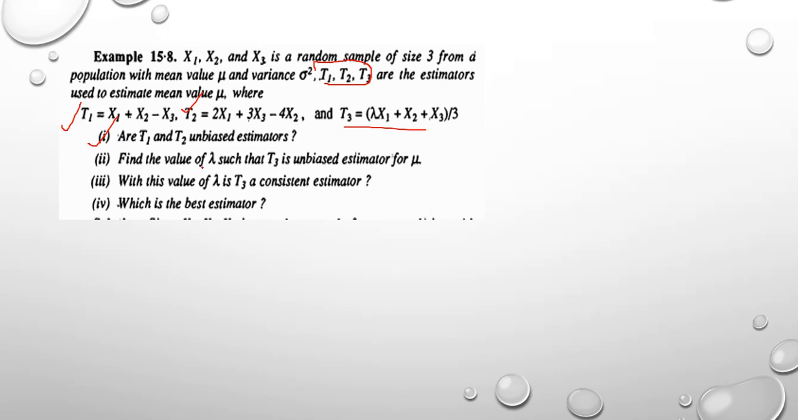Question 2: find the value of lambda such that T3 is an unbiased estimator for mu. Here it already says that the expected value of T3 equals mu. When lambda equals 1, you got 3 mu upon 3. Finally you got mu, so the lambda value is 1. Is T3 a consistent estimator? When you find the variance of T3, okay, I think it is not consistent. We can conclude lastly: for the best estimator, you can just find the variance of the 3 estimators, then whichever has less variance, we can take.